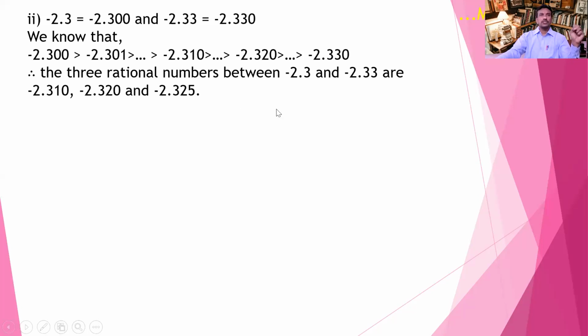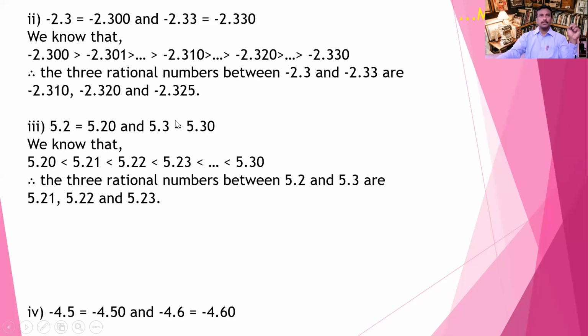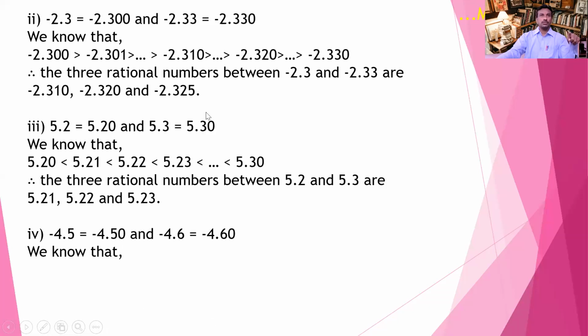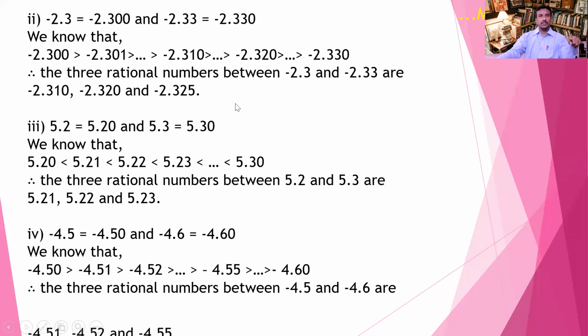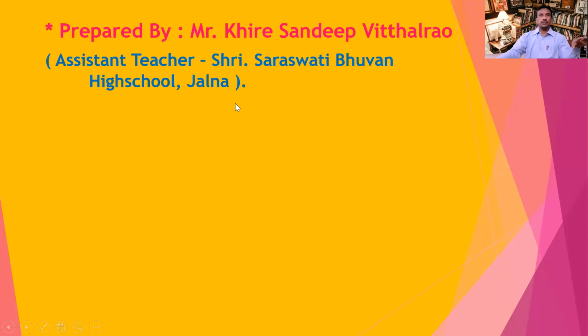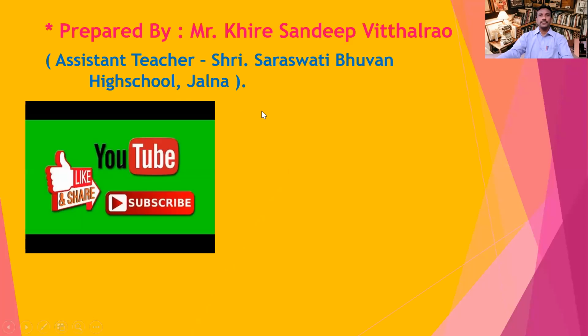Similarly we can solve the third and fourth example. Okay? Now you have to solve it on your own. Okay? Same method is there. You can find any three numbers in between given two numbers by using A plus B upon 2, this method, or the first method. You can use first or second method.